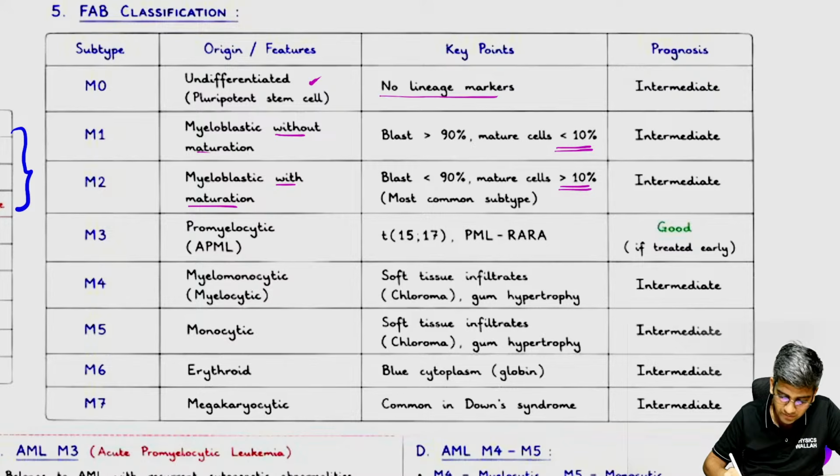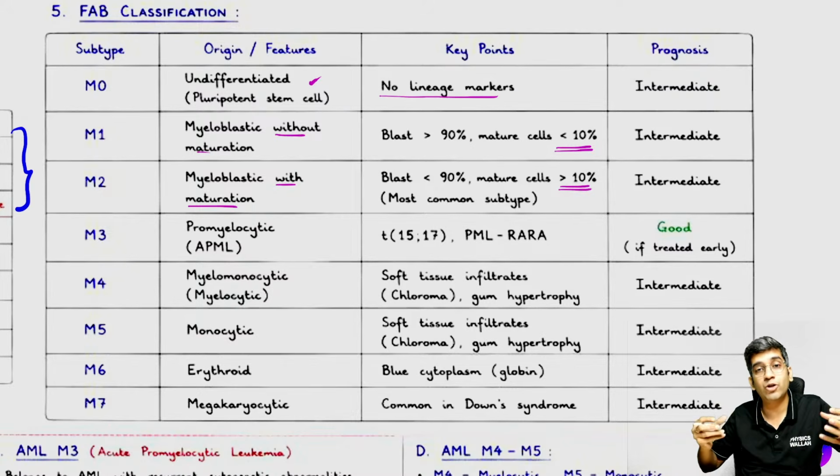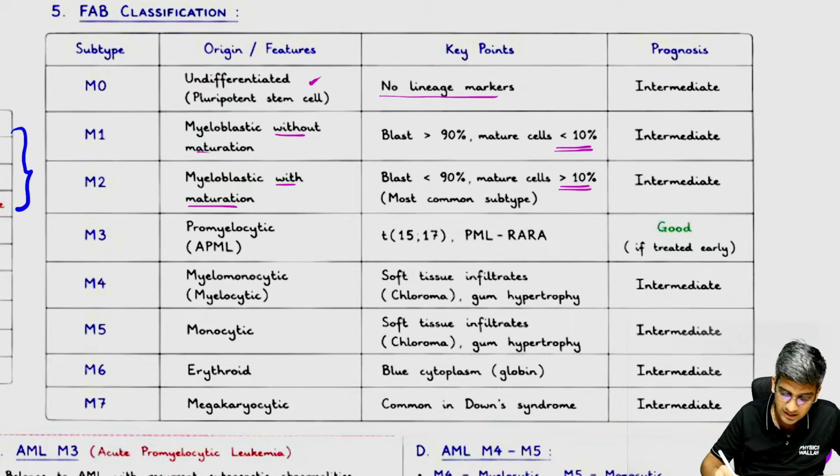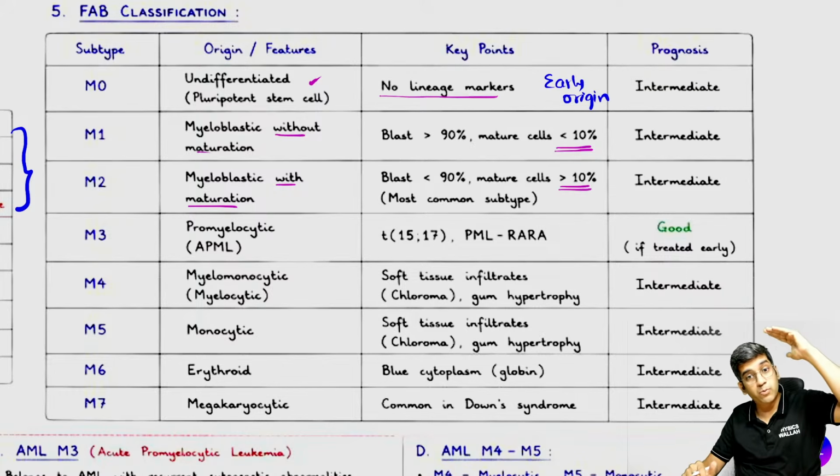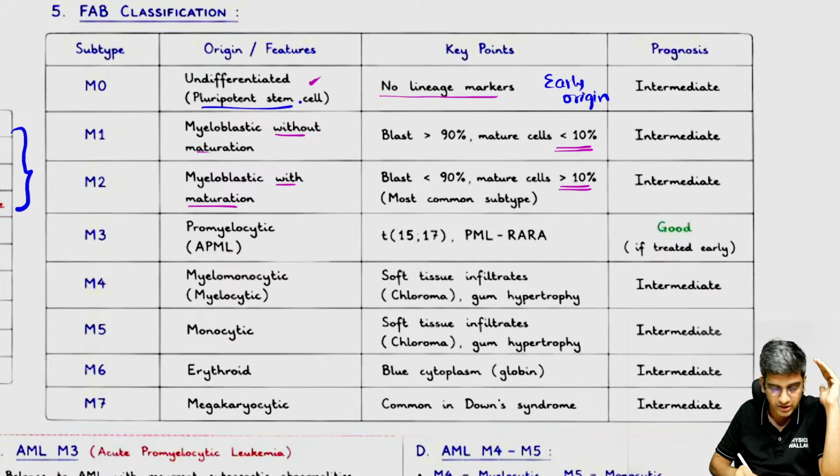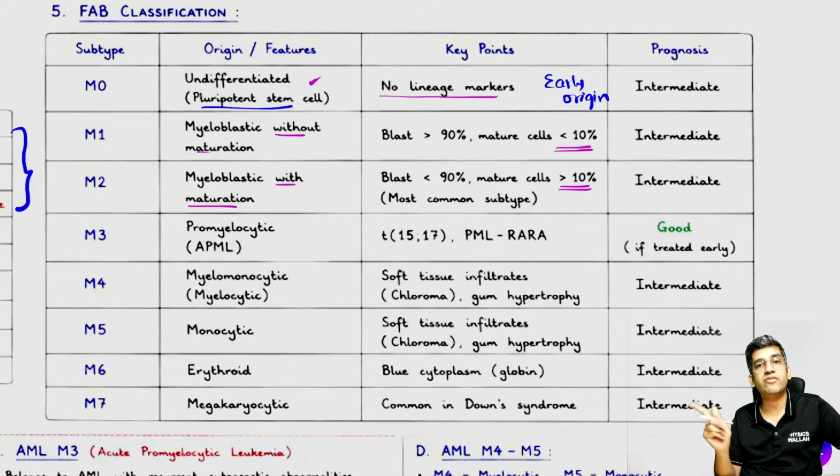Here, the first is undifferentiated. Here I don't even know whether it's lymphoid or myeloid. I'm stuck in between, right? It's not differentiated at all. It has a very, very early origin. It is not coming from common myeloid stem cell. It is coming from the pluripotent hematopoietic stem cell, like you can see here. Very early. I'm not able to differentiate yet.